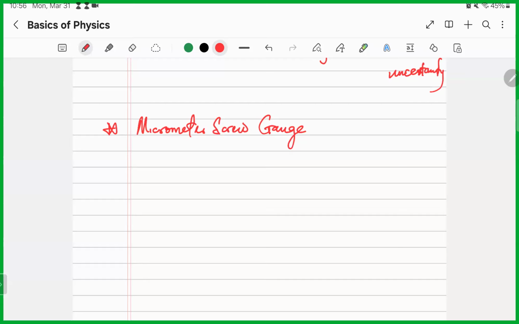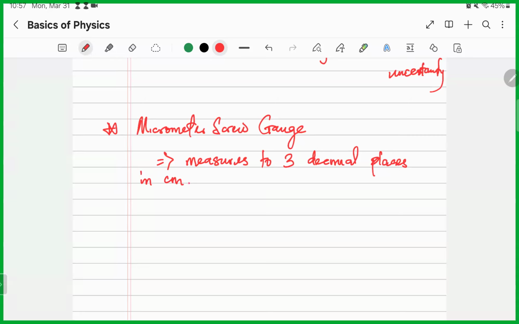Micrometer screw gauge. This time around, we've been talking about 2 decimal places all this while, but this stranger here measures to 3 decimal places. Let's find how interesting this guy can be. In centimeter.